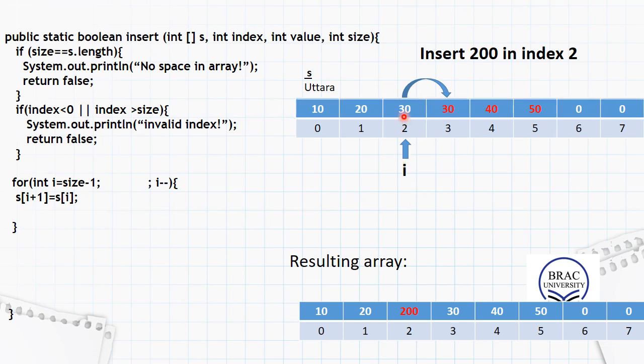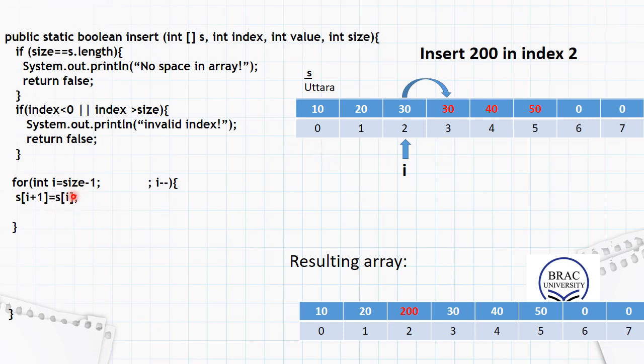At this point, right after I have moved 30, notice that since I am supposed to insert the value 200 in index 2, now this index has become available for insertion of a value, because I have shifted all the remaining values one place to the right. So should I decrement any further? No. Once I reaches 2, I should not decrement any further.